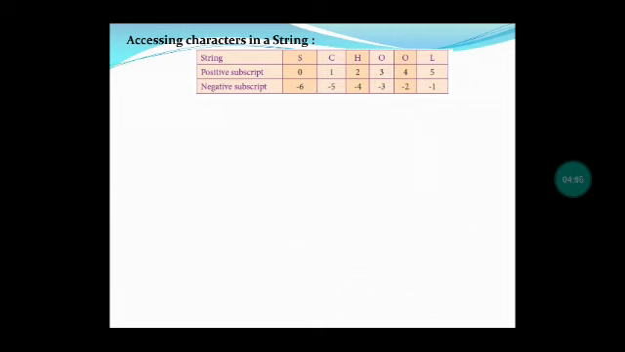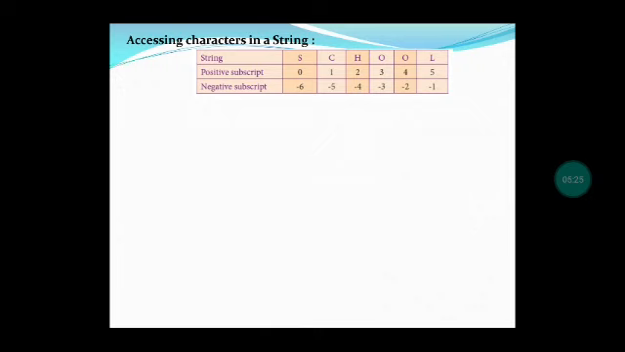Look at this example. You can understand what string it is. School, S-C-H-O-O-L. The subscript is of two types. One is positive subscript and another one is negative subscript. Positive subscript starts from 0, that is S is 0, C is 1, H is 2, like that it goes. A negative subscript starts from the end, that is, from the last you have to write -1, -2, -3.